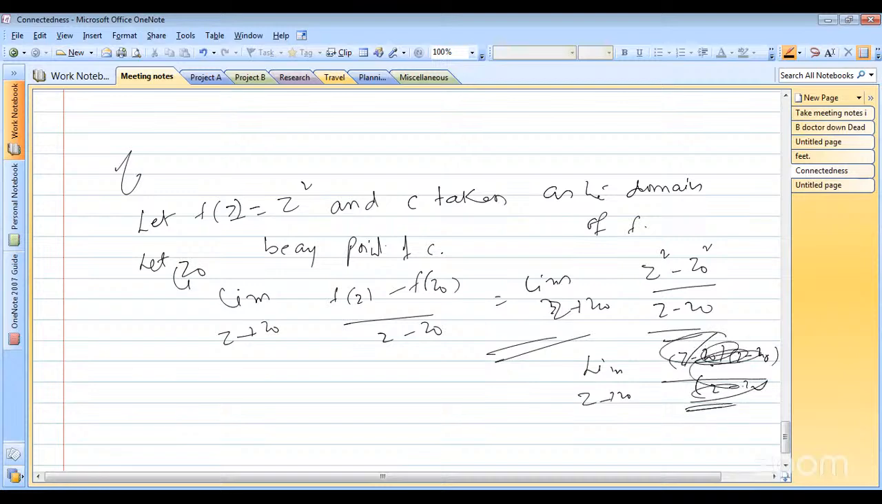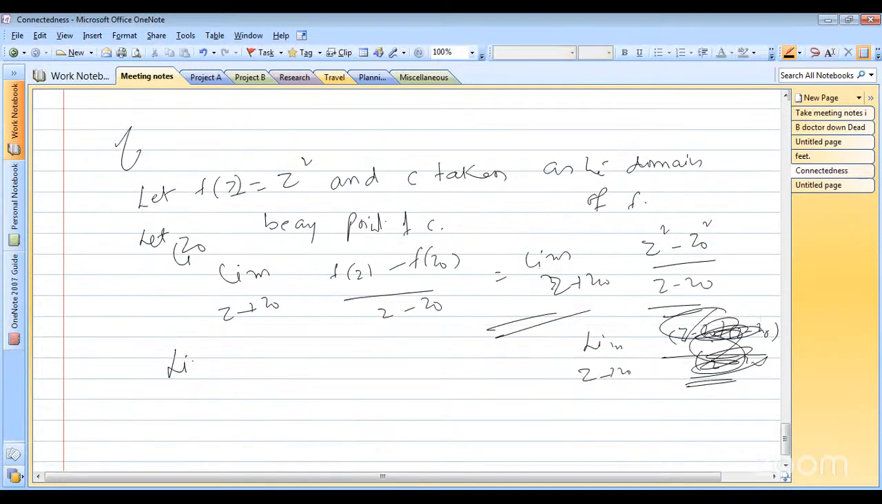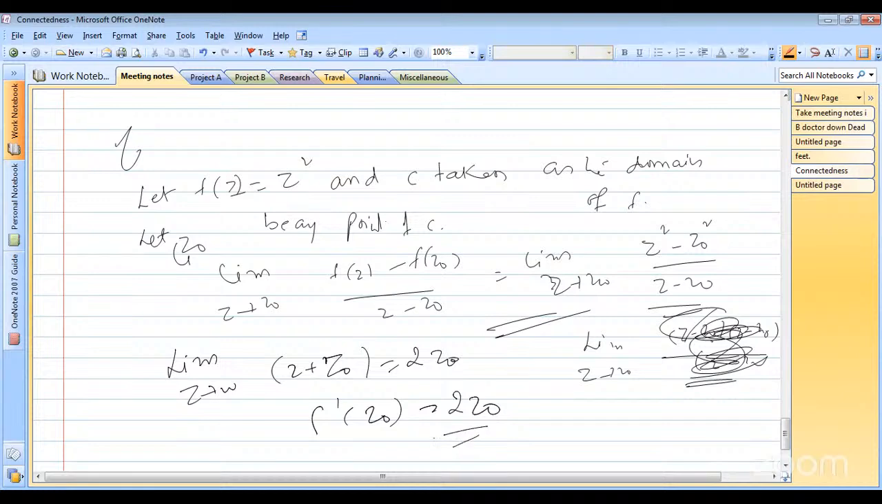So we simplify: the limit as z tends to z naught of z plus z naught is equal to 2 z naught, from the above simplification. So derivating this function, f dash of z naught is equal to 2 z naught, and z belongs to C.